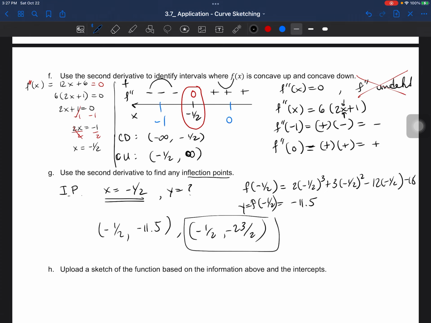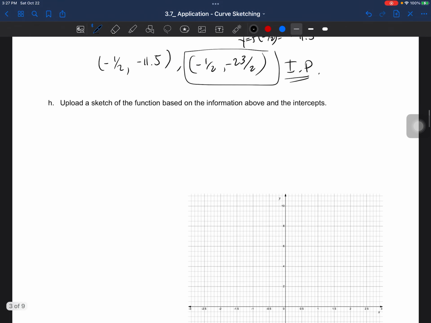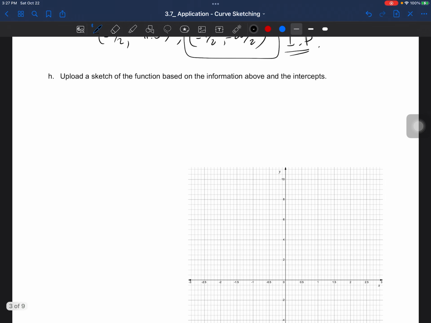All right. So very nice, we got all the information. One of these is the inflection point. So now what we need to do is find this, upload a sketch, or in this case, write the sketch. But we're also being asked to find the x-intercepts.